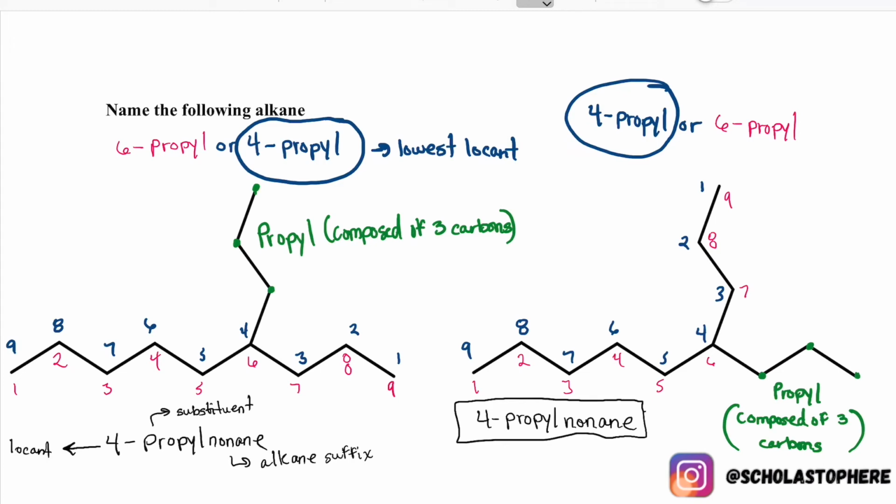So as you can see, both images we numbered in a different way. However, both give the same final answer. So if done correctly, you should get the same answer. And the goal is to find the longest continuous carbon chain, number it correctly so that the substituent group has the lowest locant possible.